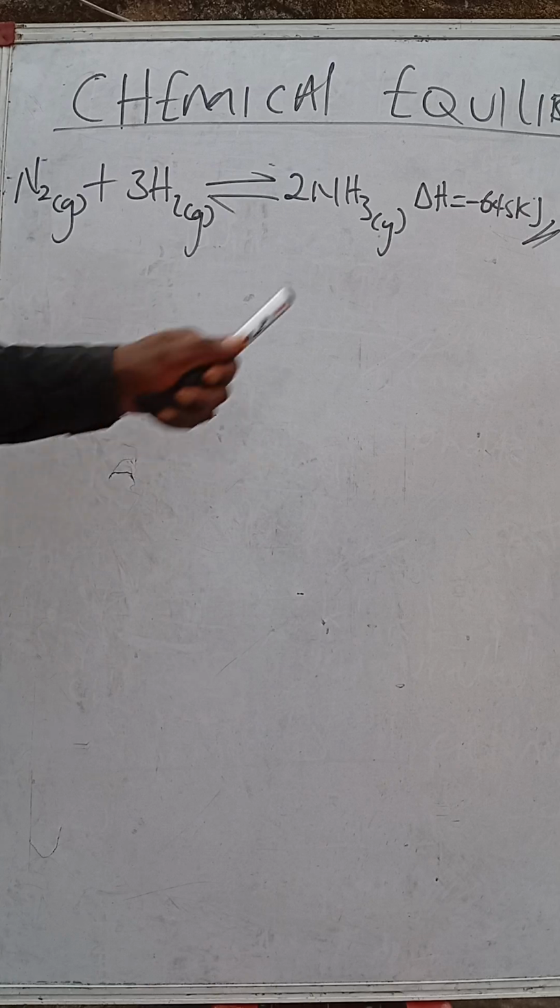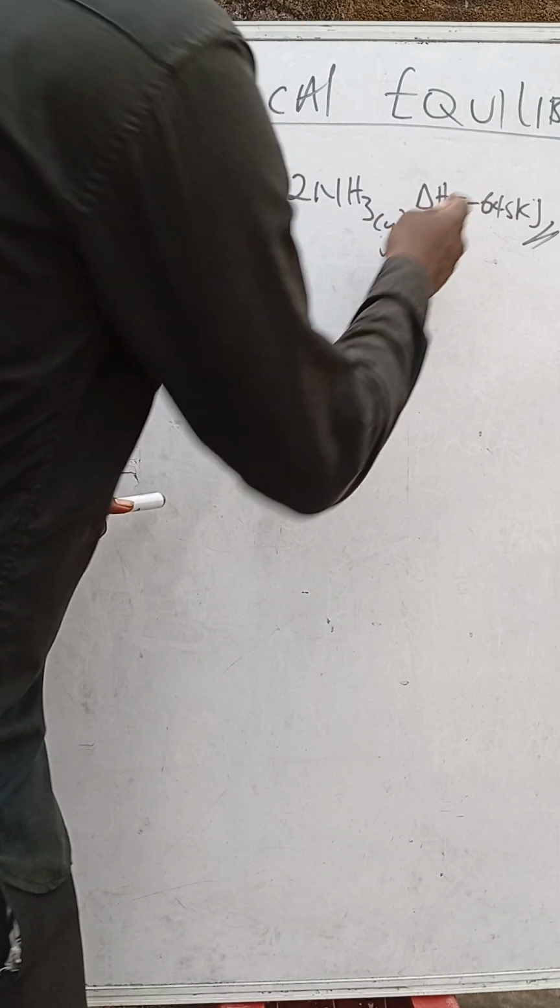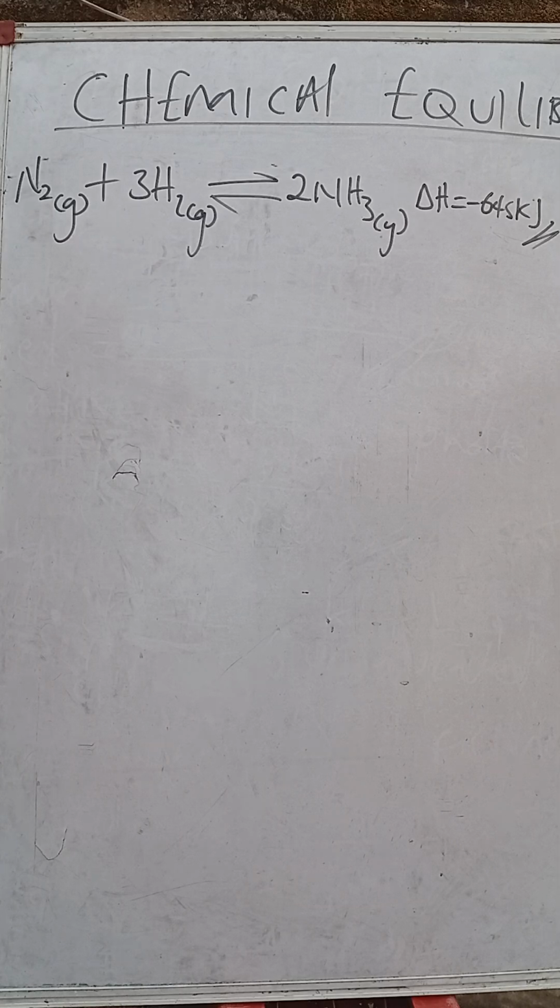Now, please take note, when the enthalpy change is negative like this, the reaction is said to be exothermic. That means it liberates heat to the surroundings. If delta H was positive, this reaction would be endothermic. But as it is negative, the reaction is exothermic.